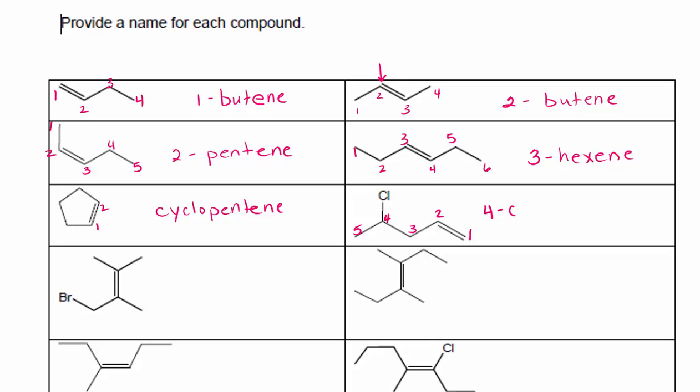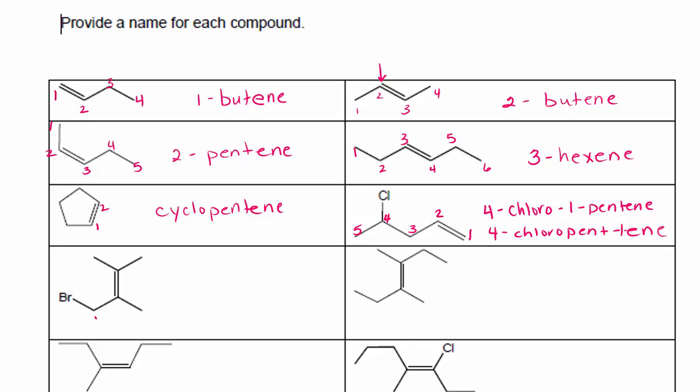So we would call this 4-chloro, and you could name it 1-pentene, or what is more common now is to put the 1 right before the en, so 1-ene. 4-chloropent-1-ene. Either way is okay with me.